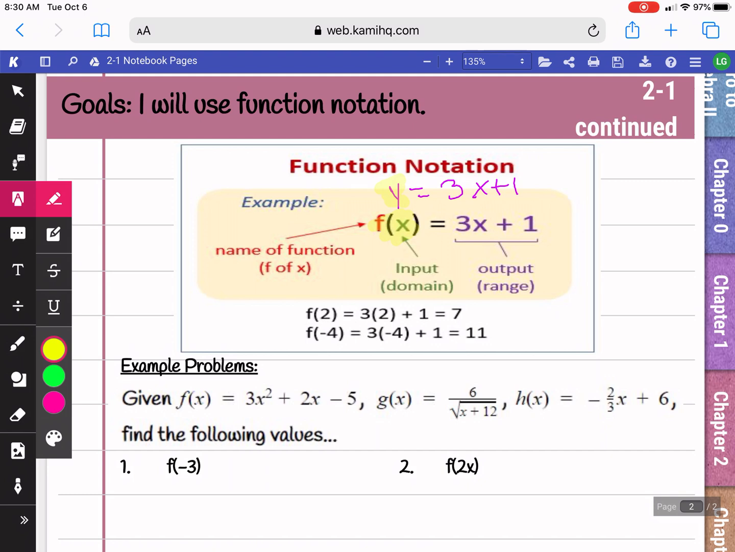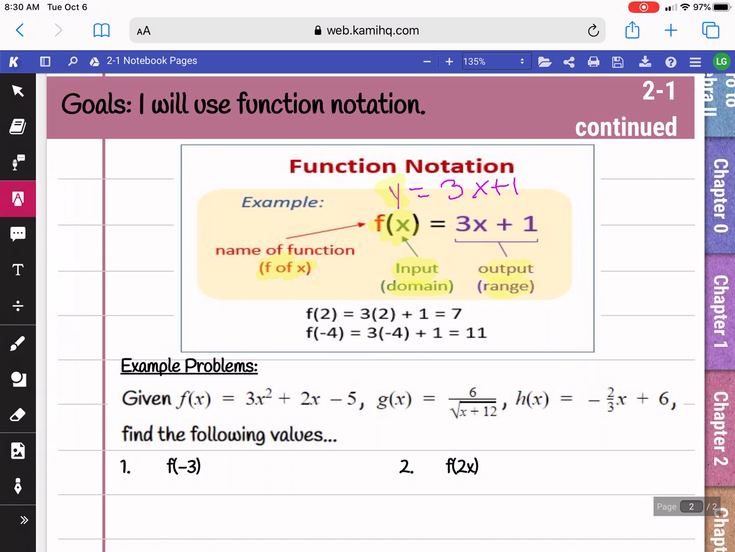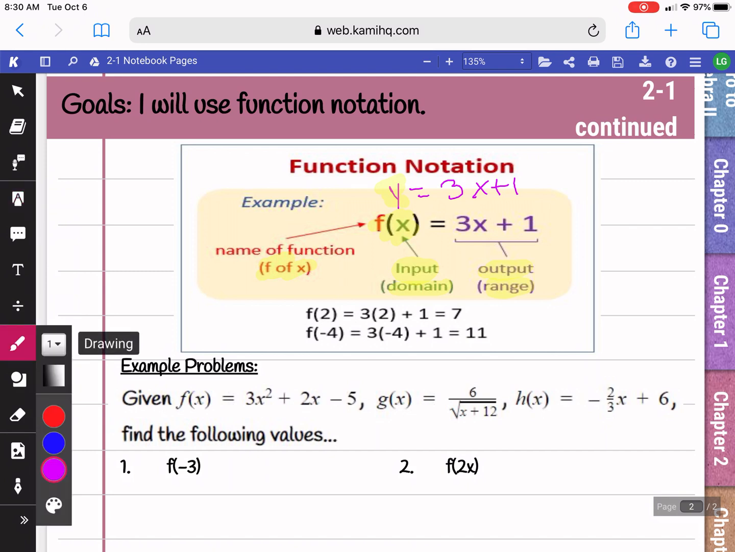When you're reading it, you wouldn't say f parentheses x, you would say f of x. Whatever's in parentheses is your input or your domain, your x. Whatever your final result is, is your output or your range. So for example, if we were to have f of 2, then we would input 2 for x into the problem and work it out. If we were to have f of negative 4, then we would plug in negative 4 for x and work out our problem.